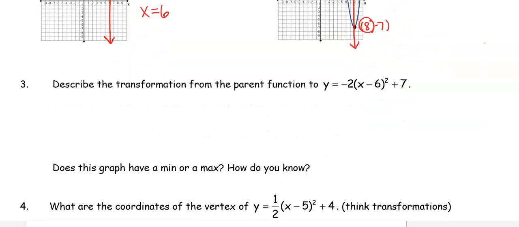All right, a review of our transformations. Remember, transformations are going to be showing up over and over and over again. So we have a parent function. Remember, a parent function is your equation without any transformations.